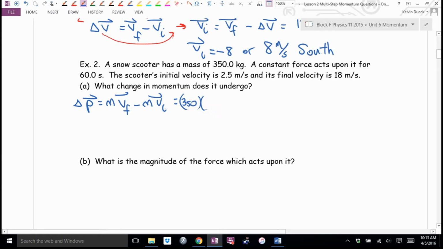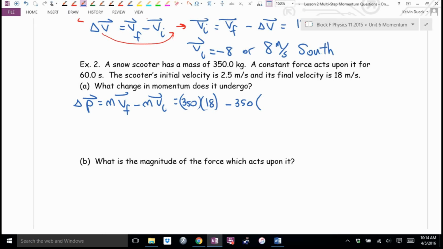What's the final velocity? Minus, what's the mass again? Pause. Look at the final velocity, look at the initial velocity. Does this question suggest that there was a change in direction at all? Is there like one north and one south, or is one east, one west, or is there a rebound? No. So, you know what? What's the initial velocity? It'll be positive 2.